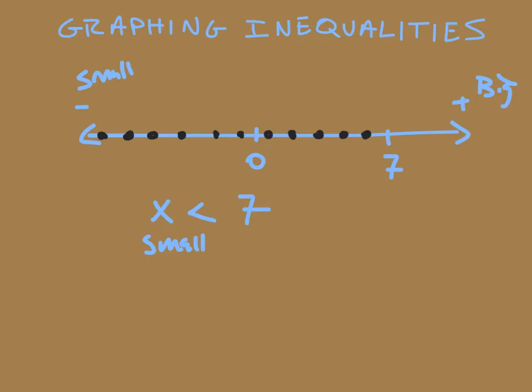Now the thing of it is that if x is simply just less than 7, then I want to use an open circle at 7 and shade to the left and graph that, okay? Let's look at another example.